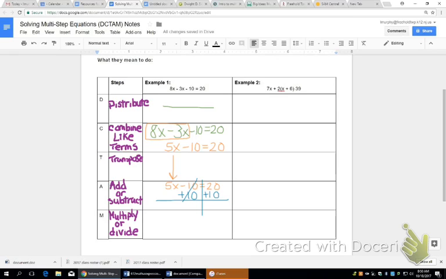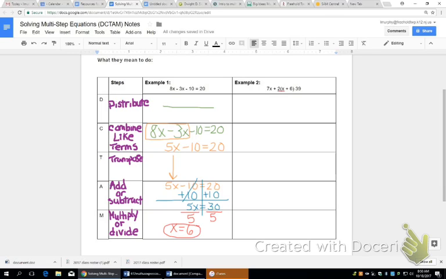Negative 10 plus 10 is 0. So we have 5x equals, and 20 plus 10 is 30. So now we have 5x equals 30. Our last step tells us to multiply or divide. In this case, we have multiplication in the problem, so we are going to undo that by using some division. Since x is being multiplied by 5, we are going to divide both sides by 5. So now we have x equals, and 30 divided by 5 is 6. So our answer is x equals 6.